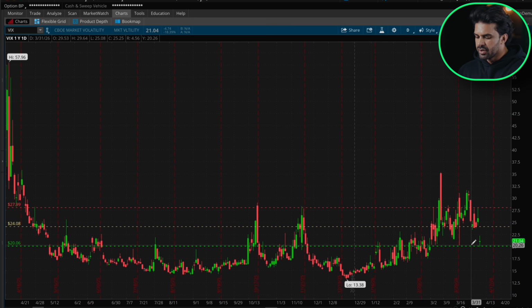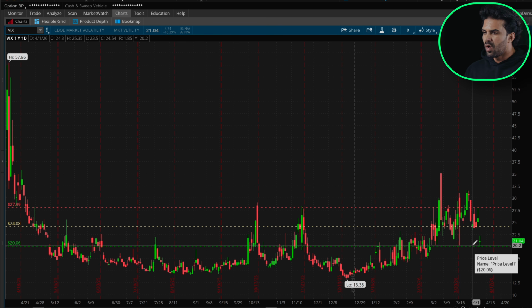So anytime VIX is under 20, that pretty much indicates that there is less fear in the market. So overall pricing of the option premiums for the stocks that you usually trade, they're going to be priced at a very decent premium, meaning they're not going to be overpriced. They're going to be priced just perfectly because there's no fear in the market.